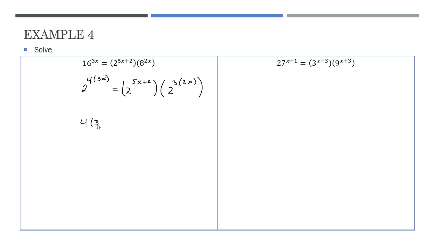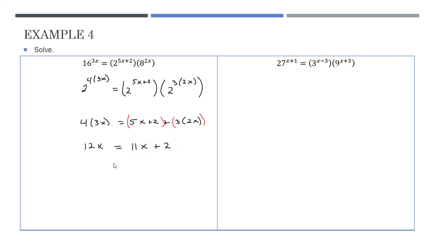So we're going to get 4 times 3x is equal to 5x plus 2 plus 3 times 2x. You could put brackets here. It would matter a lot more if this was a subtraction between these two. So if this was a division. For addition, it doesn't really matter too much though. Okay, so let's simplify as much as possible. So on the left side we have 12x, and on the right side we have 5x plus, well, the 3 times 2 is 6, so we get 11x plus 2.